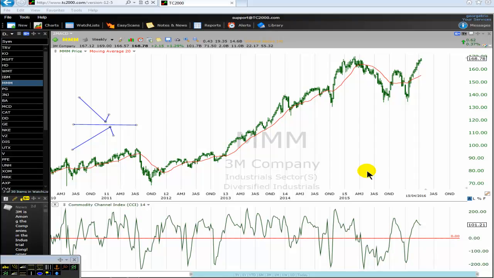How to combine a CCI period 14 and a moving average 20 like a pro.